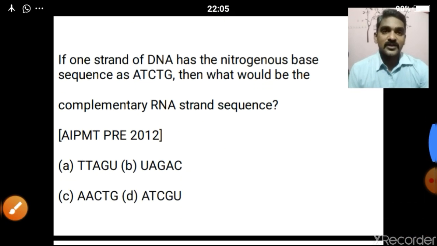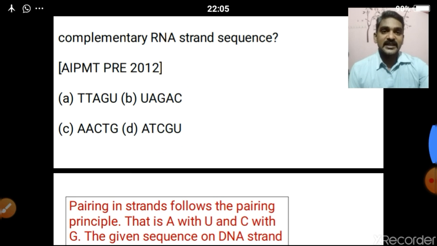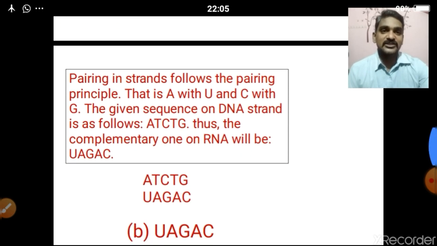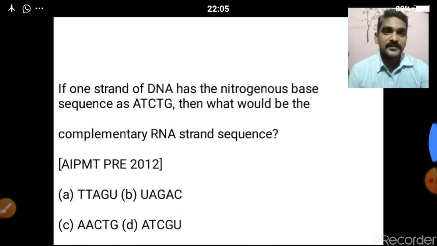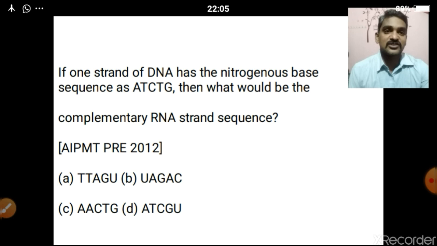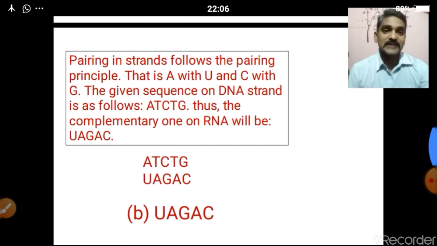And next, if one strand of DNA has nitrogen base sequence ATCGTG, then what would be the complementary RNA strand sequence? It will be very easy actually. You can see here I have given the pairing in the strands follow the pairing principle. A will pair with what? Usually in DNA, A will pair with T, G with C. Here they have asked about the complementary RNA strand. In RNA you won't have thymine. Instead of thymine you will have uracil. So based on that you have to answer.